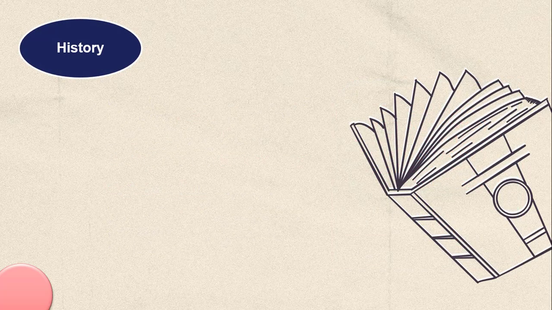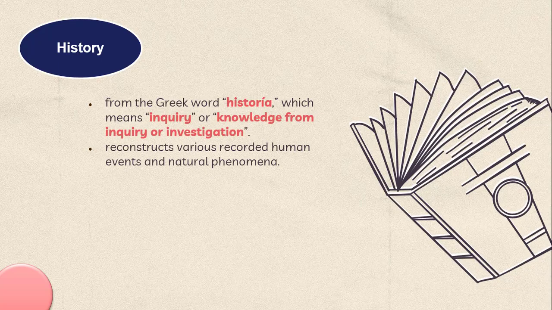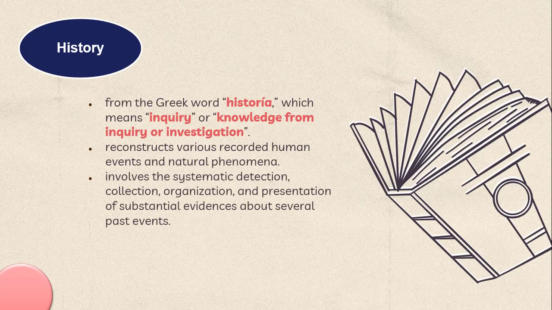History. History is derived from the Greek word historia, which means inquiry or knowledge from inquiry or investigation. The study of history tries to reconstruct various recorded human events and natural phenomena. It involves the systematic detection, collection, organization, and presentation of substantial evidence about several past events using information from different sources.